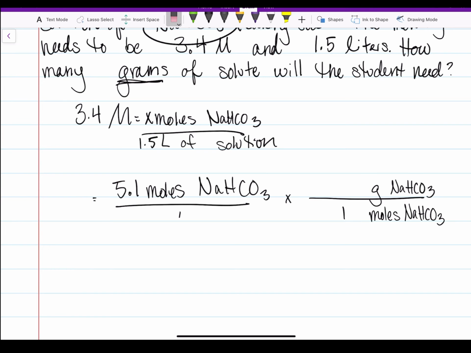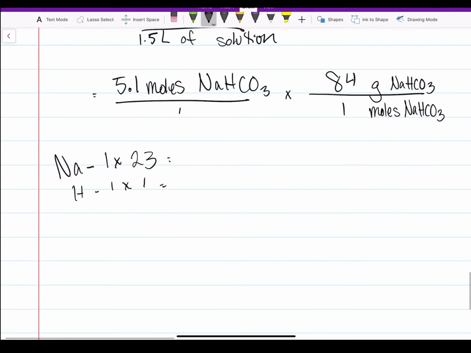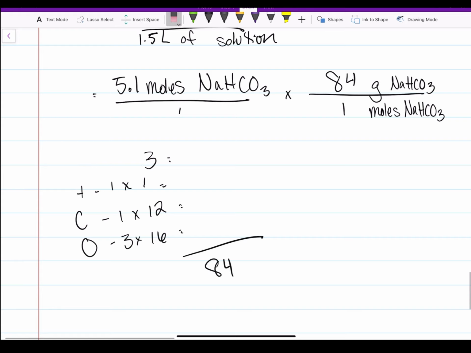Okay, for the molar mass, you got 84. And if you're like, whoa, where did we get 84 from? Really quick, off to the side, we have Na, there's one of them, has a mass of 23. H, there's one of them, has a mass of 1. And then carbon, there's one of them with a mass of 12, and oxygen, there's 3 with a mass of 16. And we get all those subtotals and we add them together and it's 84. So that's where the molar mass comes from.